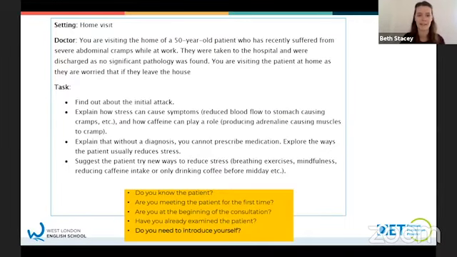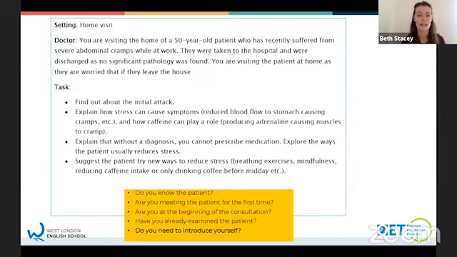Okay, let's look through this then. So we can see the setting that this is a home visit. It doesn't say of your 50-year-old patient, so we can assume that you don't know the patient. Are you meeting the patient for the first time? Probably yes. Are you at the beginning of the consultation? Well, look at that first task, and it says find out about the initial attack. So you are definitely towards the beginning of the consultation.